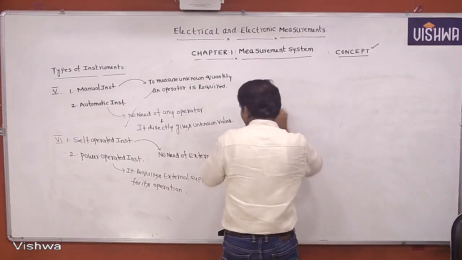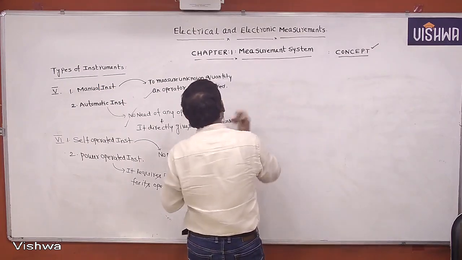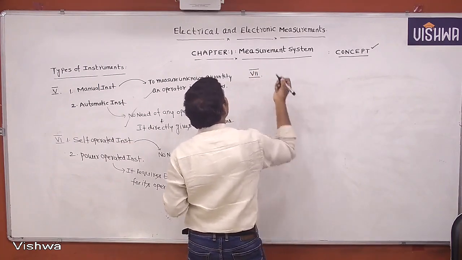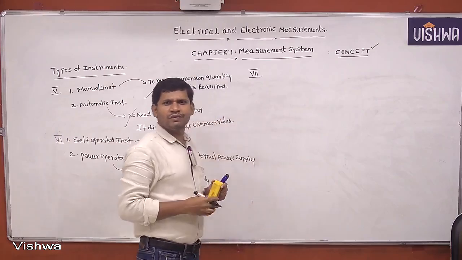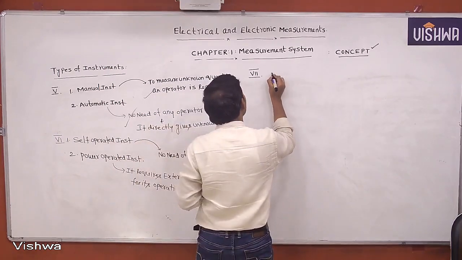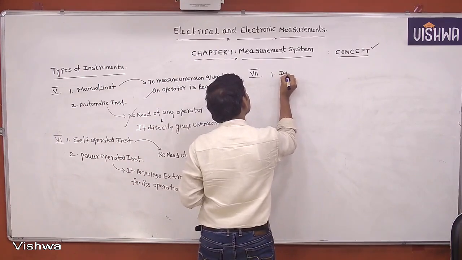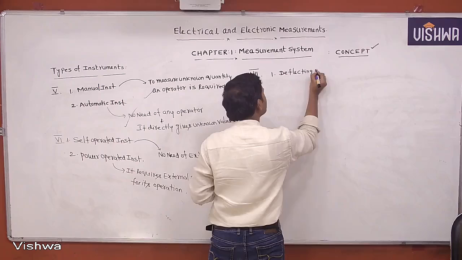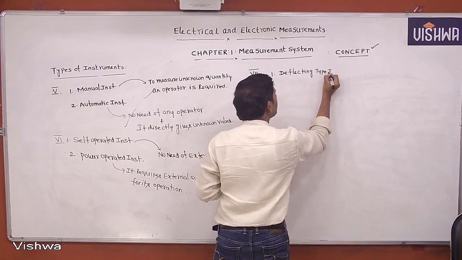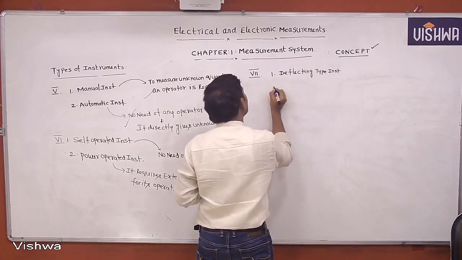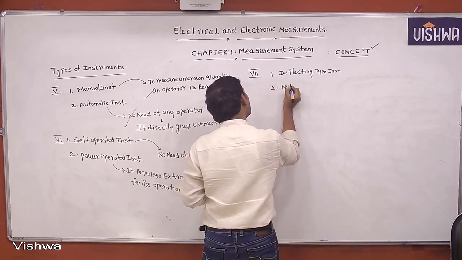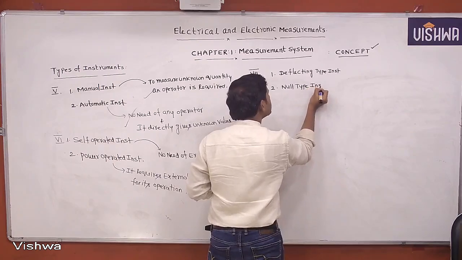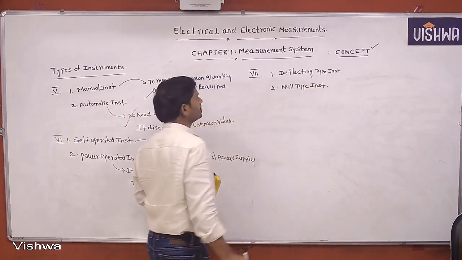One more classification is there. The seventh classification of instrument, this is very important for competitive exams. The seventh classification of instrument is: one is deflecting type instruments, and another one is null type instruments. Deflecting type instruments and null type instruments.